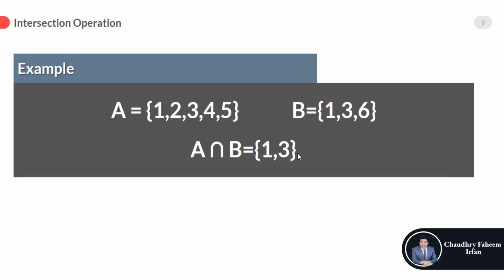Here is a mathematical example. Set A contains the digits 1 to 5 and set B contains the digits 1, 3 and 6. A intersect B is equal to 1 and 3. The numbers 2, 4, 5 and 6 are not included in this set because they are not in both A and B.